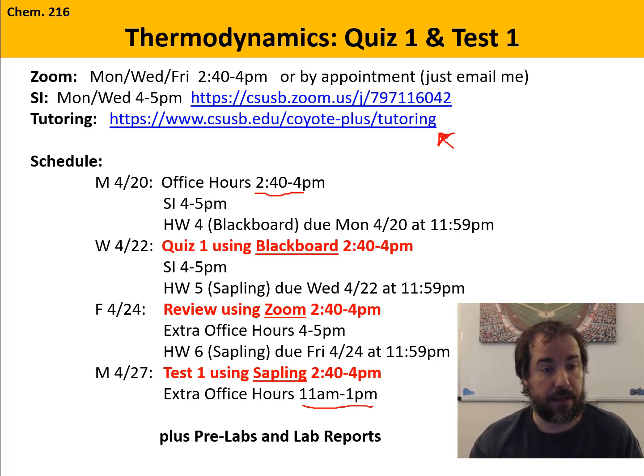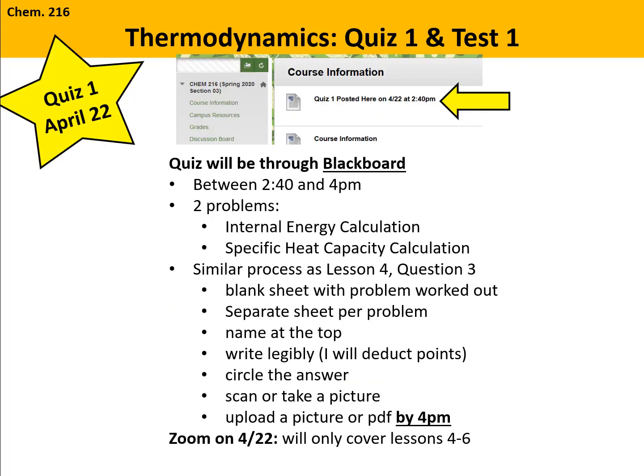It can help you. All right, April 22nd will be quiz number 1. It's between 2:40 and 4 p.m. At 4 p.m., you're done, right? So don't start it at 3:50, start it early. There'll be 2 problems: internal energy calculation, which is from lesson 3, and specific heat capacity calculation, which is from lesson 2.